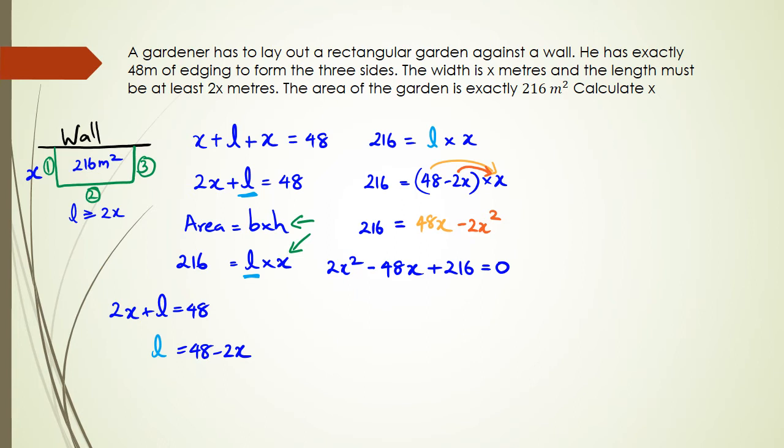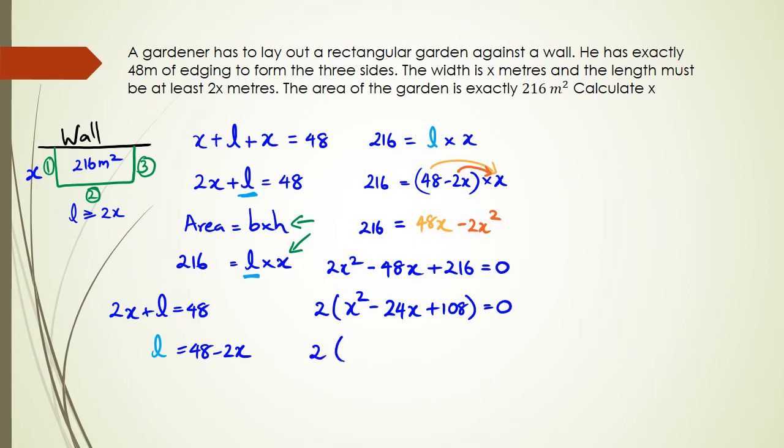Now don't go jumping into that big other way that I've actually taught you guys. Have a look at the numbers. You can see that all the numbers can be divided by 2. It has a common factor of 2. So take 2 out, and what you'll have is x squared minus 24x plus 108 is equal to 0. Now you have a nice little quadratic that you can actually factorize.